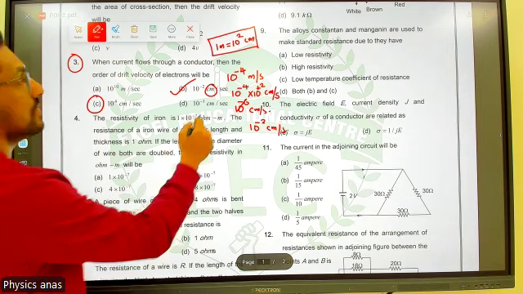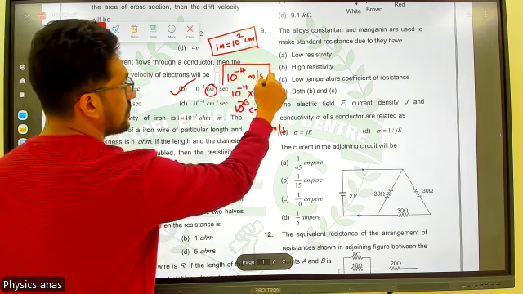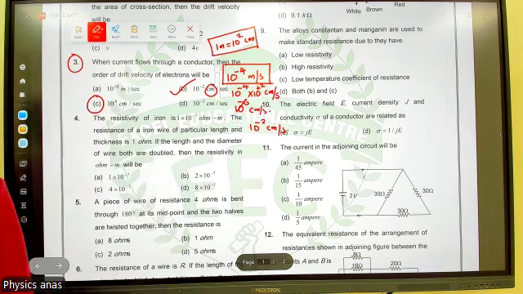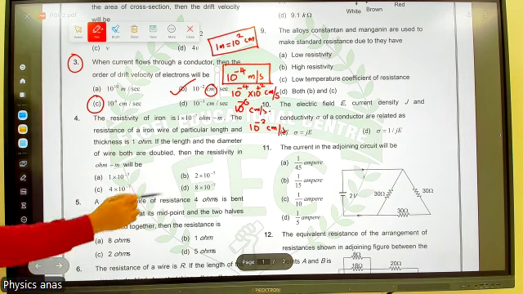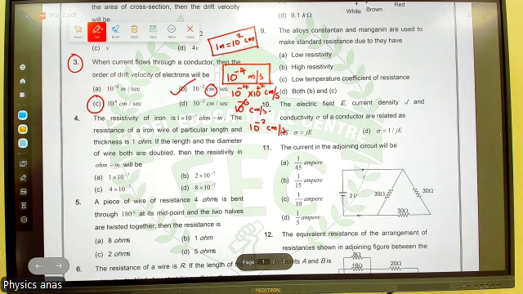Okay, so remember this value. What is 10 raised to minus 4 meter per second? That's the order of magnitude of drift velocity of electrons. Drift velocity of electron will be of the order of 10 raised to minus 4 meter per second. Clear?